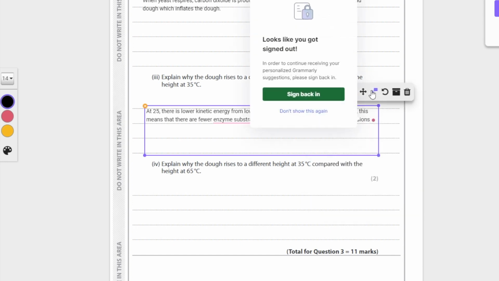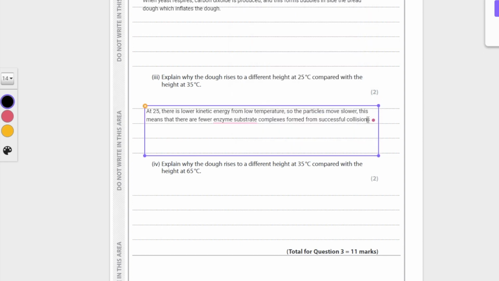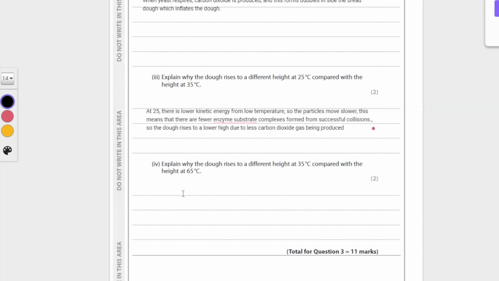For the enzyme optimum, make sure you say enzyme optimum. Then, because it's asking why the dough rises to a different height, we also have to say that the dough rises to a lower height due to less carbon dioxide gas being produced. Okay, so that's a simple way of answering it.